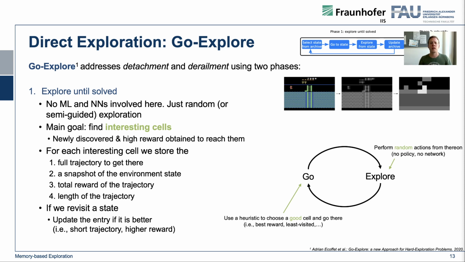And what we then do is we just activate this cell, so we use the snapshot of the environment state we are in the cell, and from there on we keep on exploring using random actions. So no policy, no network involved. This is the first step. So this is actually the idea of the algorithm.